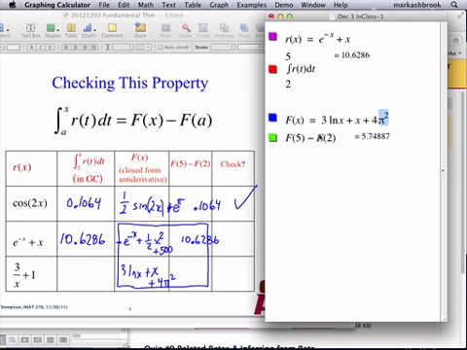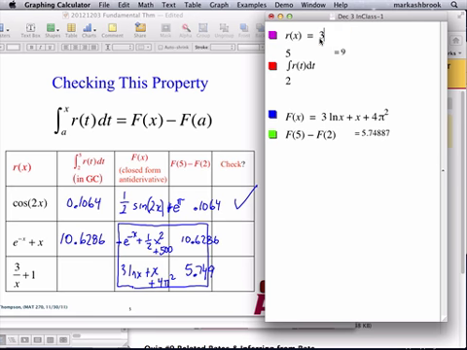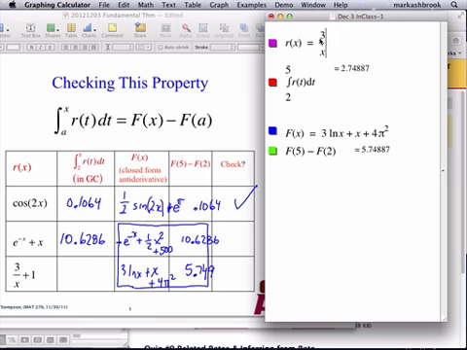I got 5.748. Someone else? 7.4. We'll just call it 7.49. All right, check it. We're just going to put that original rate function in and let the graphing calculator calculate the open form. Same.